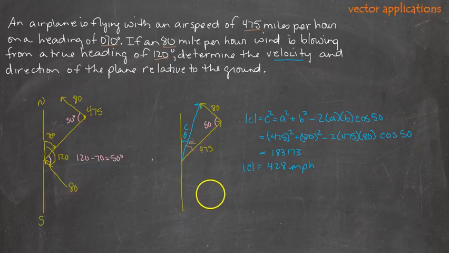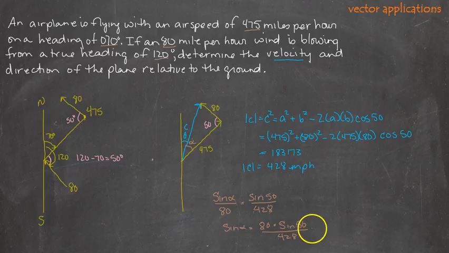So first, let's find alpha. Well, I have the sine of alpha over, well, what's the opposite? 80 is going to be equal to the sine of 50 over whatever the opposite is, and that's what I have here, 428. So the sine of alpha is equal to 80 times the sine of 50 over 428. That equals 0.143.